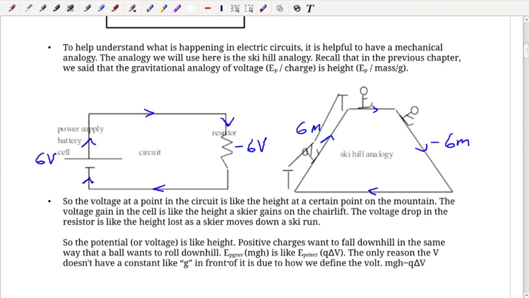The potential energy due to gravity, which is mgh, is like the potential energy due to electricity, which is Q delta V. The only reason the V doesn't have a constant like the g in front of it is due to how we define the volt. So mgh is equivalent to Q delta V. We're going to use this analogy over and over and over again. So again, take a minute, think it through, make sure you're understanding it well before we move on to the next section.